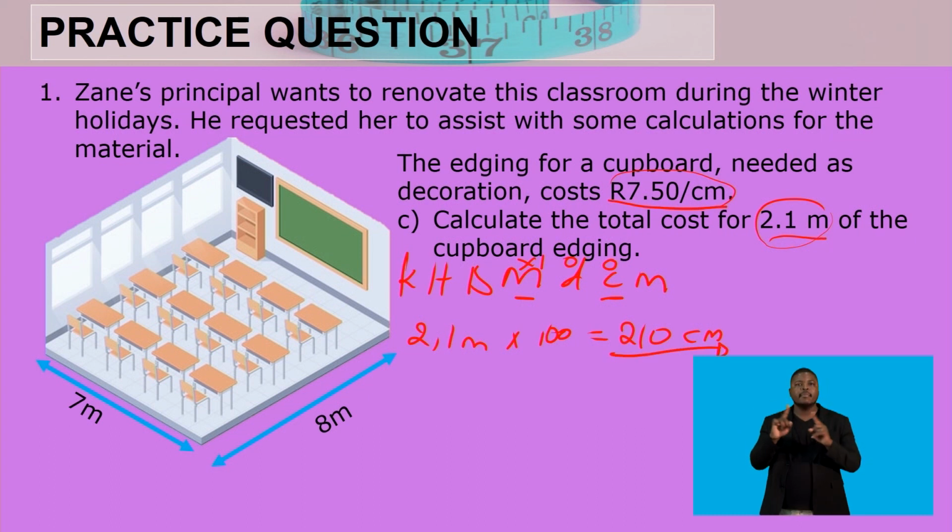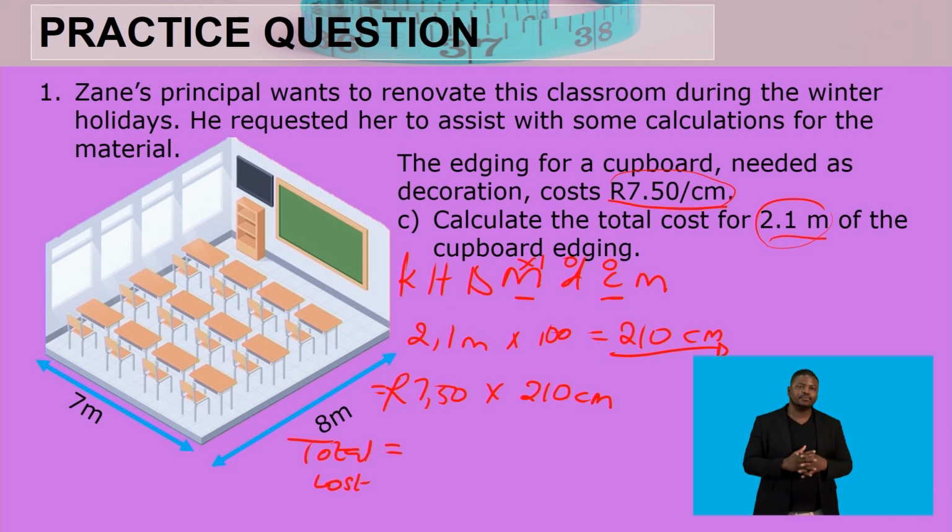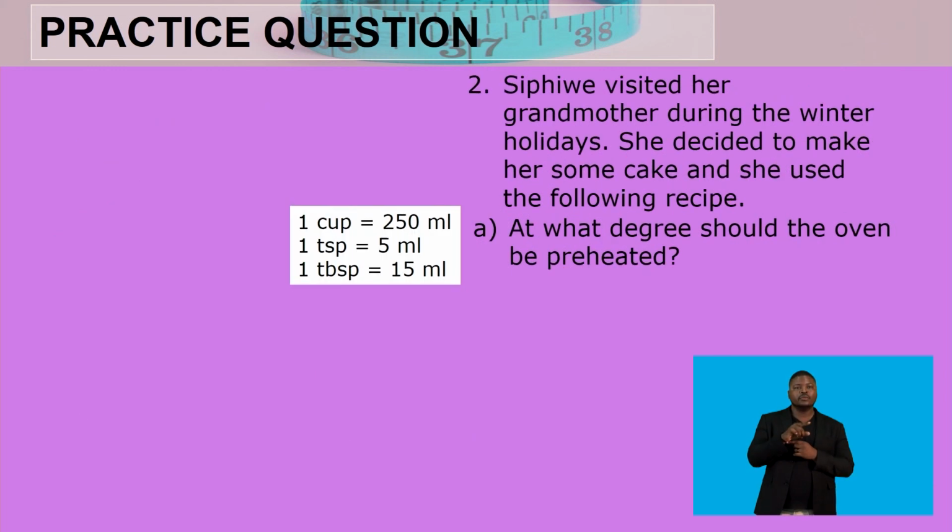But it costs how much? It costs R7.50 per centimeter. So each centimeter in this 210 will cost you R7.50. What must we do? We must do the multiplication. The price is R7.50 multiplied by 210 centimeters. So the total cost, let's work it out. R7.50 multiplied by 210, we are getting 1,575 rand. This is the cost for 210 centimeters.